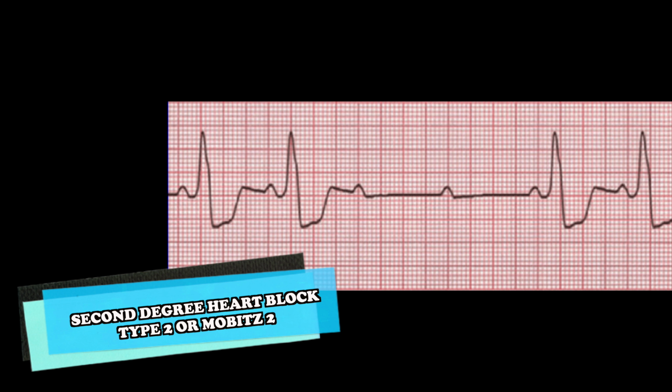The rate will usually be regular. Also, the PR interval will be regular. In third-degree block, there may not be a P wave with each QRS, and the PR interval will not be the same with each PQRS.